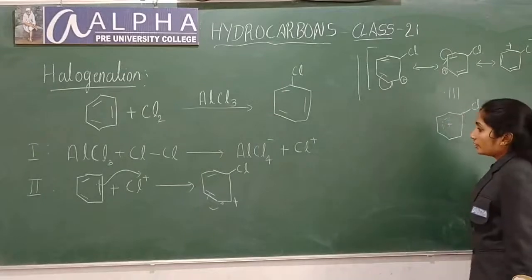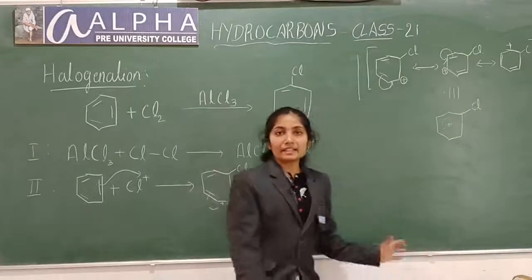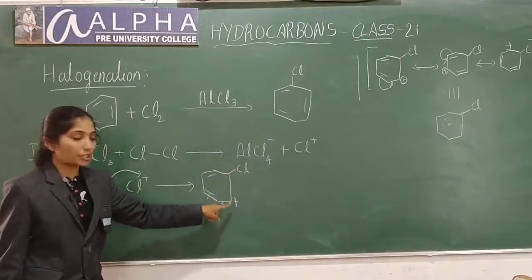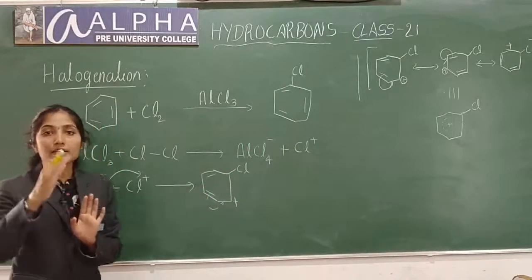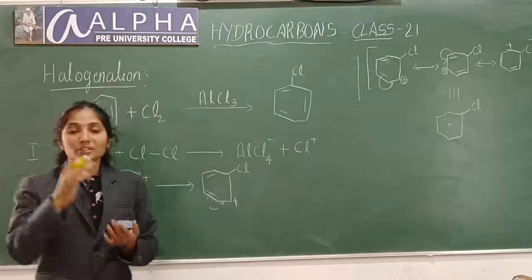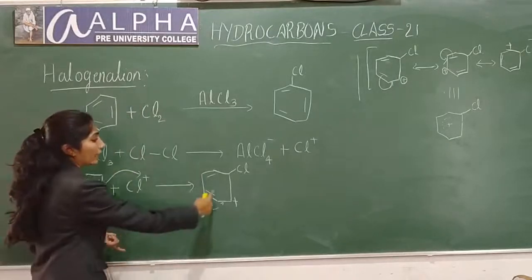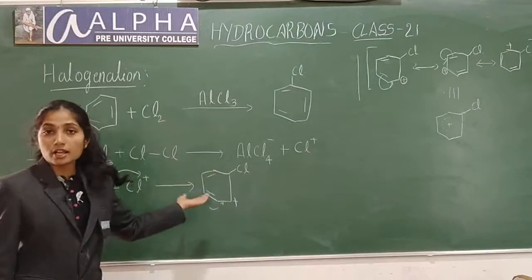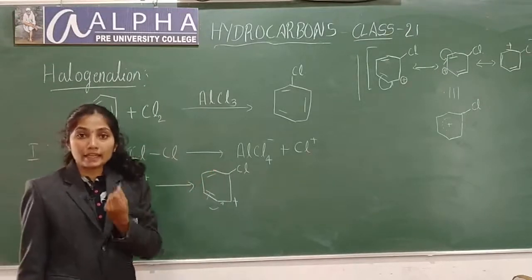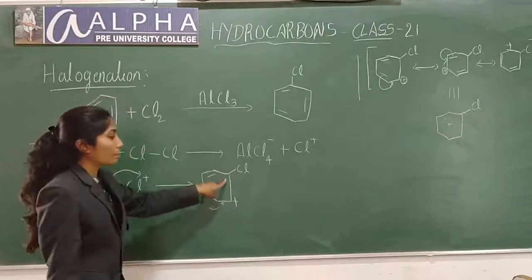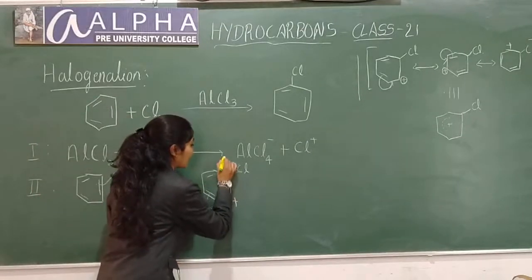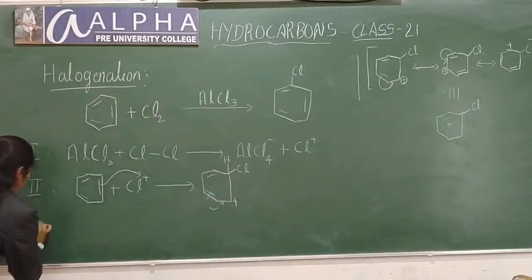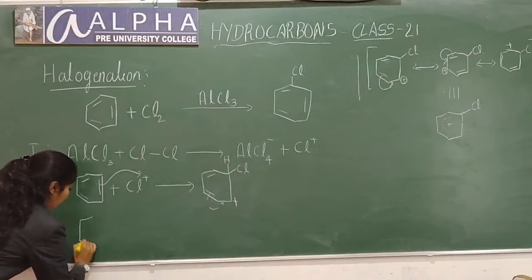Okay, last step. Aromaticity is lost in this reaction because of loss of conjugation. Conjugation means alternating double bonds. Here a double bond is missing, so this has already lost its aromatic character. To attain its aromaticity, it will lose a proton, since there is one proton here. So the third step is elimination of proton.